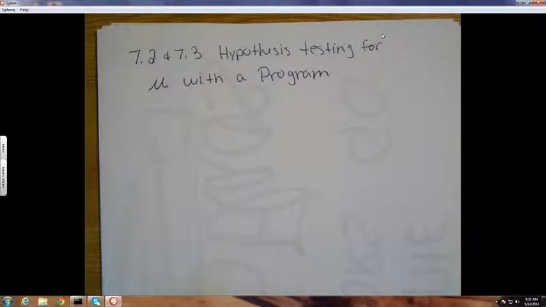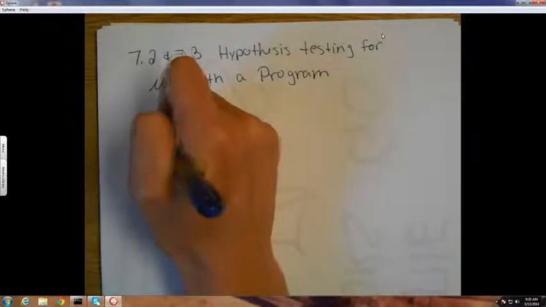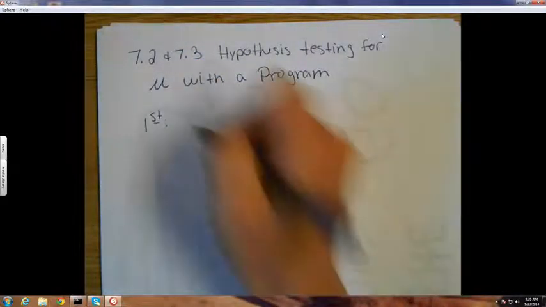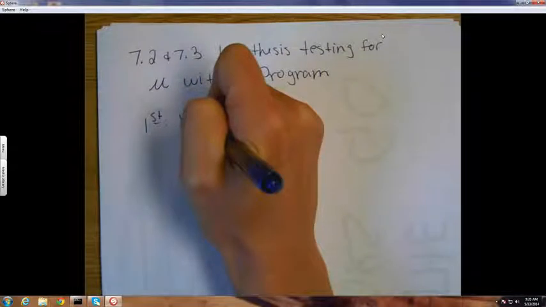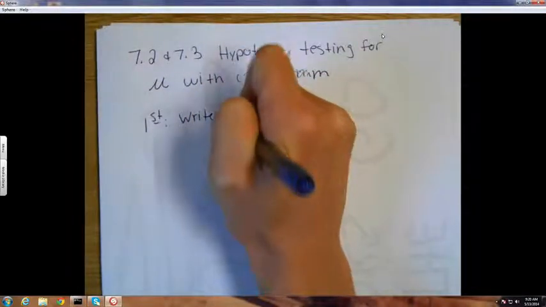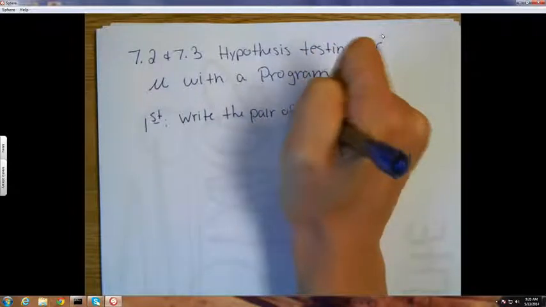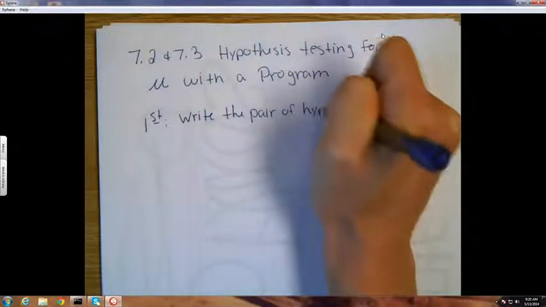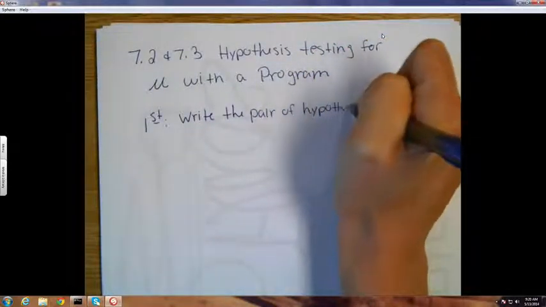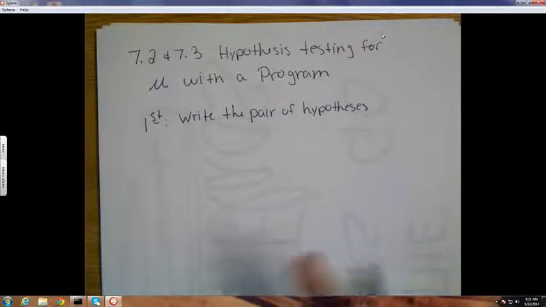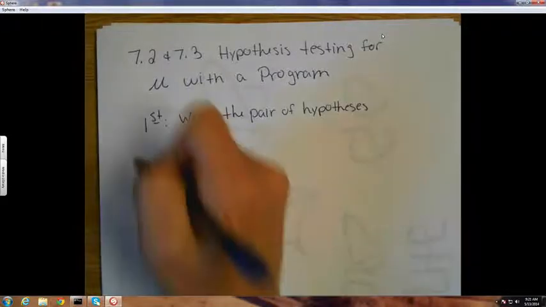So your first step is still going to be to write the pair of hypotheses. After that, you're going to run the program, and then you'll see what goes in. When I put the calculator up, you'll see what goes in each line of the program. But you run the program.